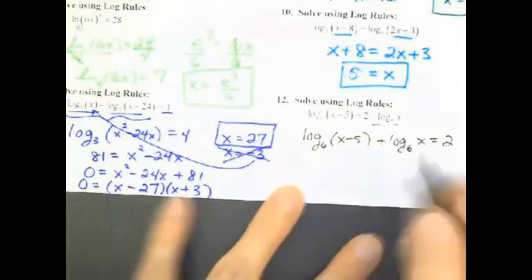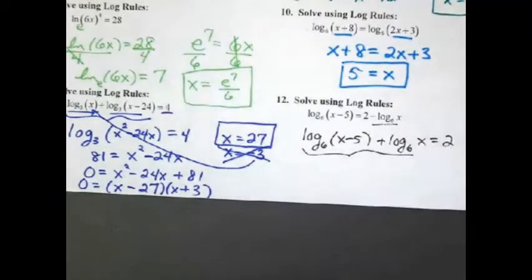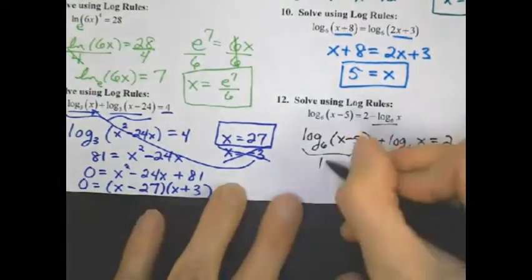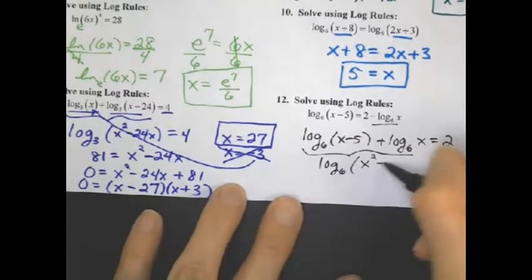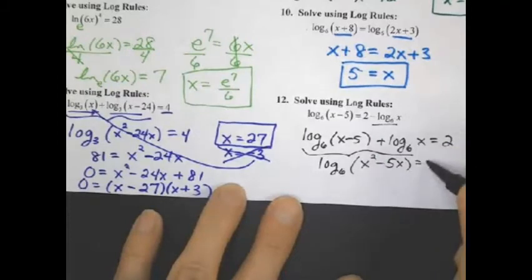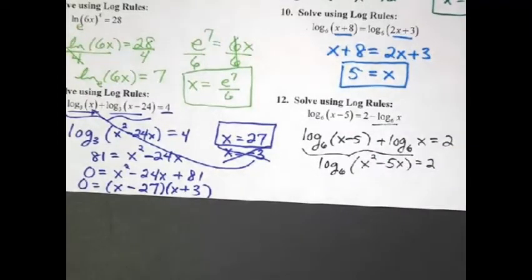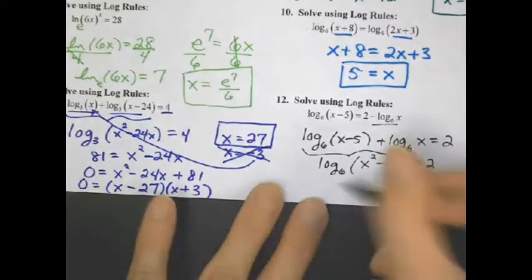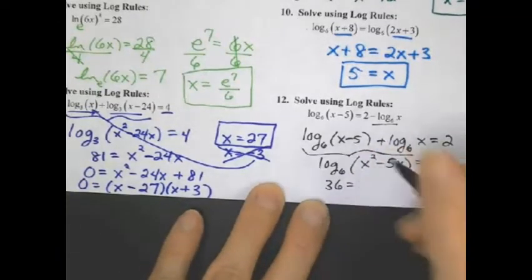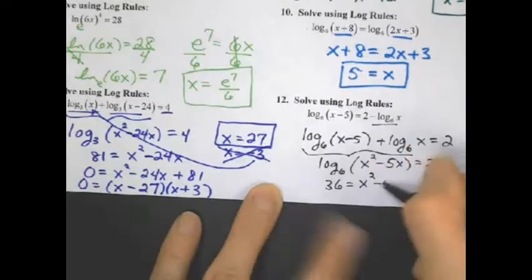All right, now there's too many logs. I'm going to combine 2 logs into one log. Log base 6 of x squared minus 5x equals 2. When you get stuck in a log, you're going to go ahead and use a log circle. 6 to the power of 2 is 36 equals x squared minus 5x.